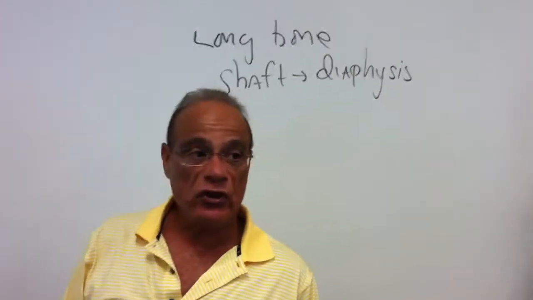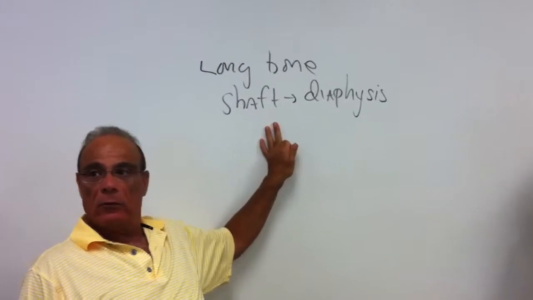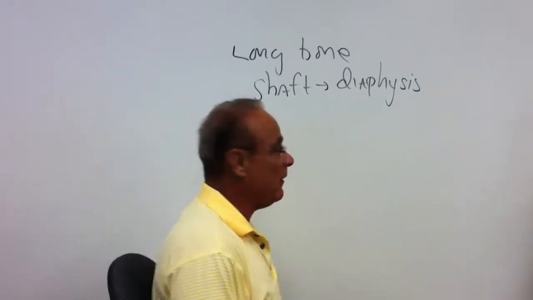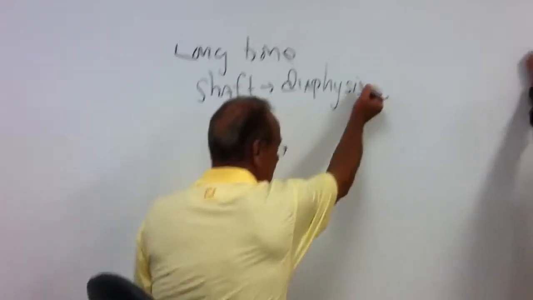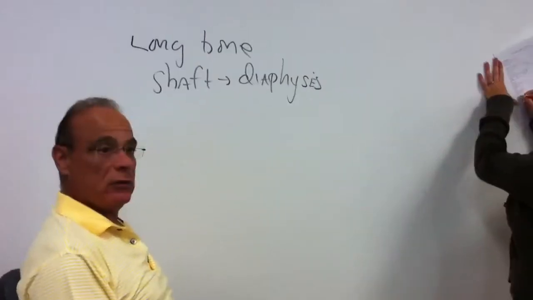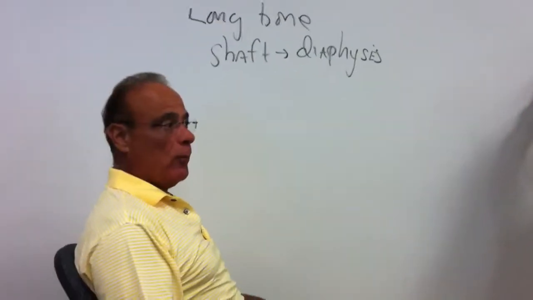The diaphysis. The diaphysis of a long bone means the shaft of the long bone. That's singular. If you want to pluralize any word in anatomy that ends in S-I-S, just make it an E. E would mean multiple shafts. Clear? Okay.